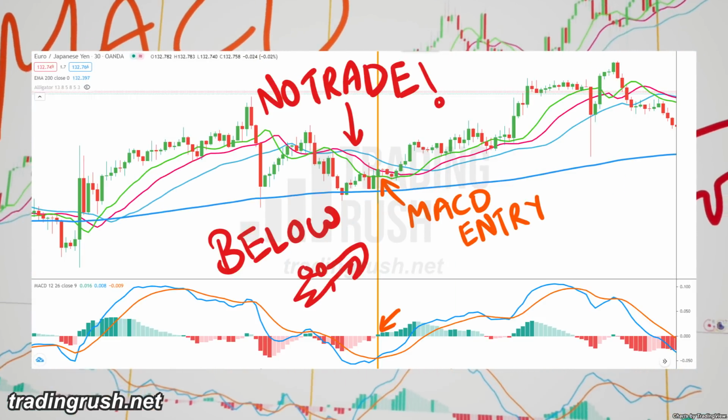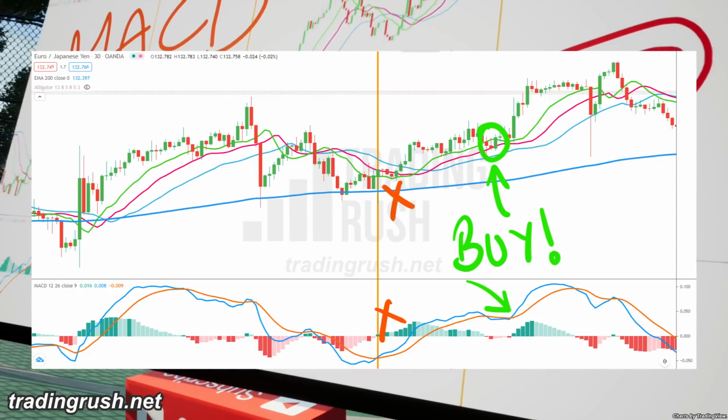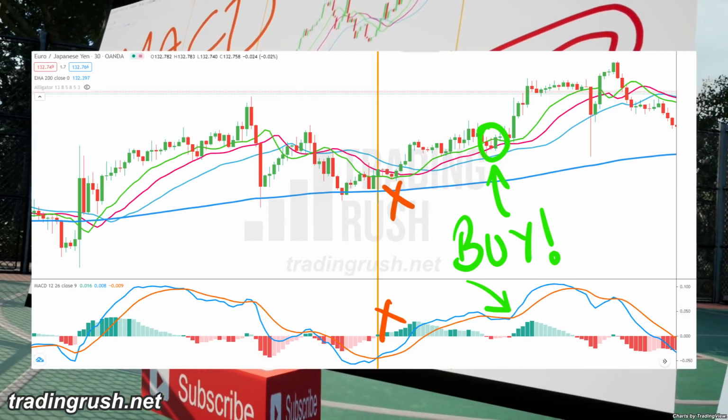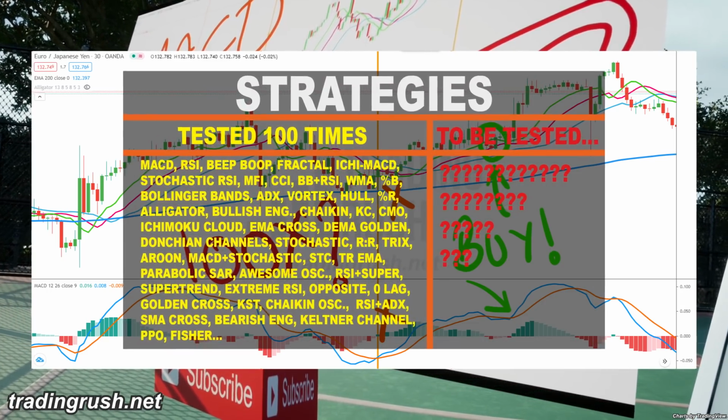But if you want to see what happens if we use MACD without its zero-line rule to fit with the Alligator Indicator on the same time frame, we will take 100 trades with it in the next video and also find its win rate.